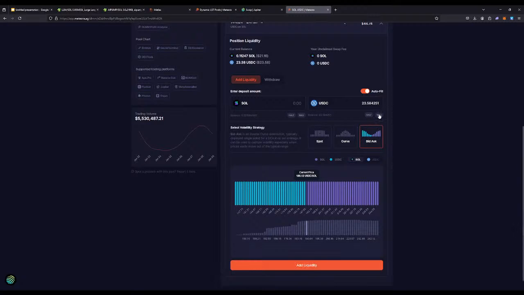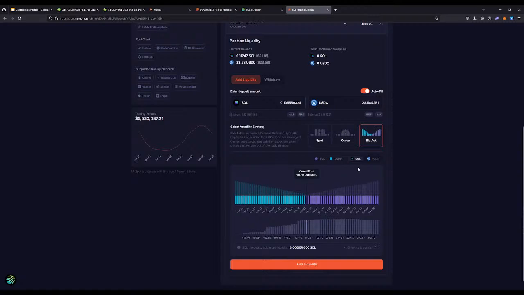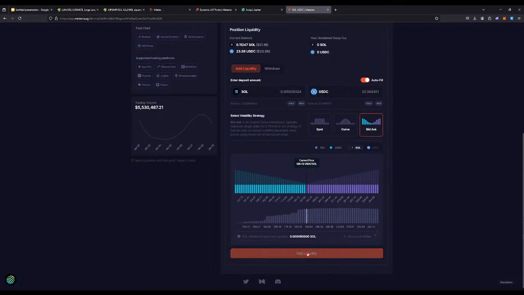Let's say I go with max. Now this is the spot liquidity I've already provided, and I feel you can all see the slightly different layer of liquidity. This is the new liquidity that I'm looking to add now. And when I add liquidity, both these liquidities will merge.